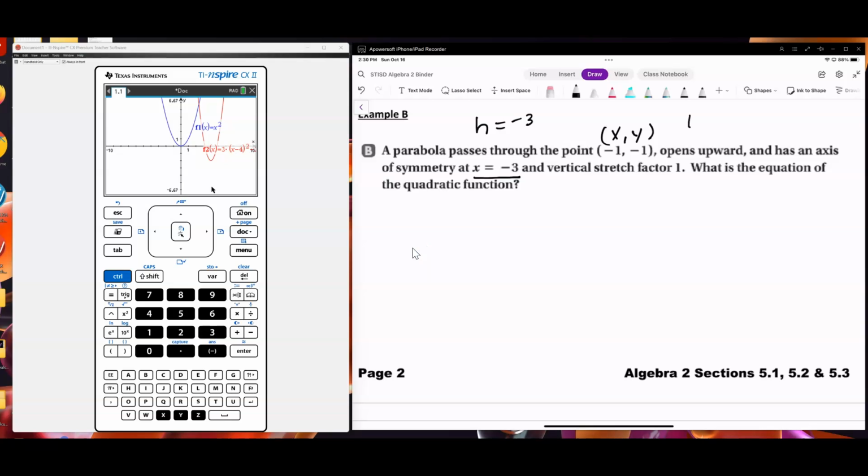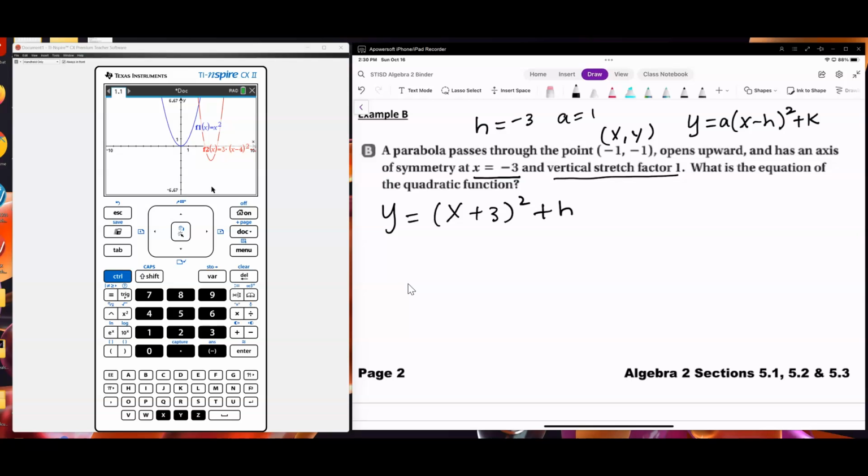So we know that the equation we're going to use is y equals a(x minus h) squared plus k. The vertical stretch is 1, which means a is equal to 1, so I don't have to put a 1 there. It's understood as 1. Now the vertex is going to go to the left because the axis of symmetry is x equals negative 3. So it's going to be (x plus 3) squared plus k.